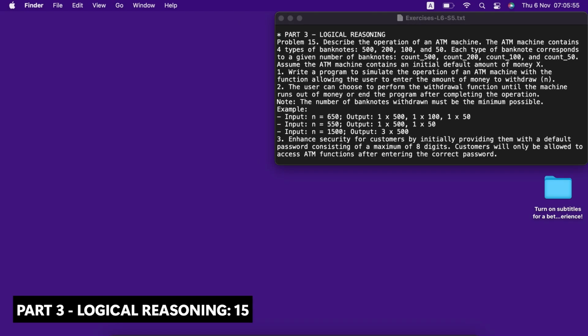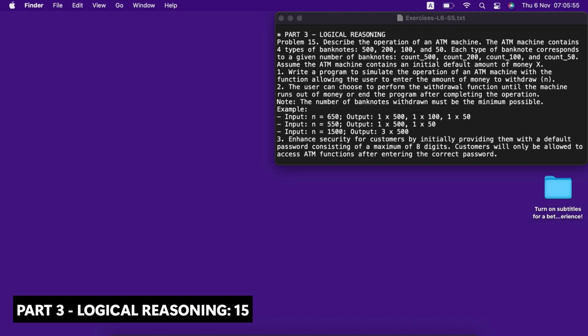Part 3, Logical Reasoning. Problem 15. Describe the operation of an ATM machine. The ATM machine contains 4 types of banknotes: 500, 200, 100, and 50. Each type of banknote corresponds to a given number of banknotes: count 500, count 200, count 100, and count 50. Assume the ATM machine contains an initial default amount of money x.